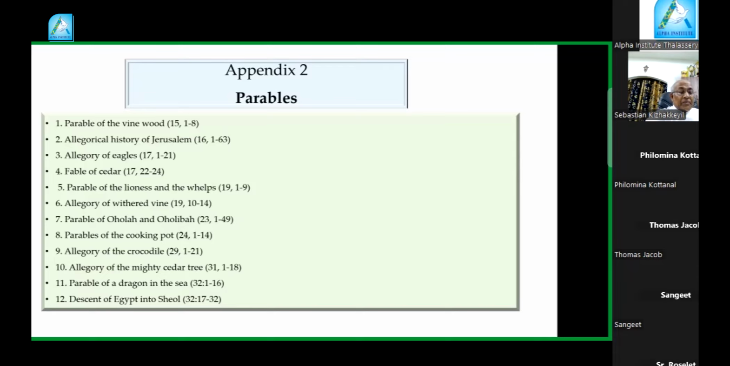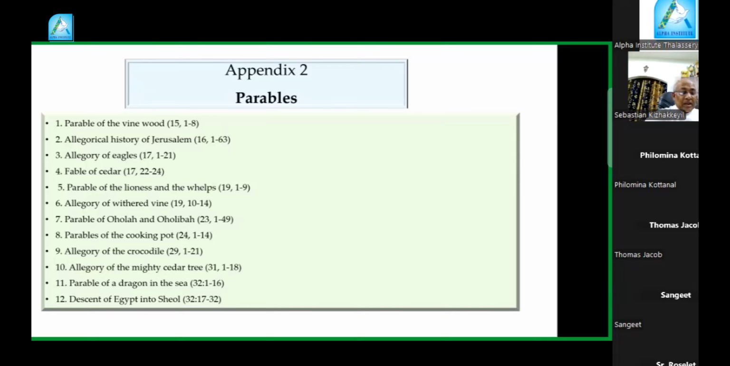Next is the fable of the cedar. You know what a fable is? A fable means stories where the characters are trees or animals. Through this fable, in chapter 17:20-24, the prophet is expressing the hope that a future Davidic king will be coming. This is his hope that in the future there will be a king rising from the family of David. Then the parable of the lioness and the wolves, chapter 19:1-9.